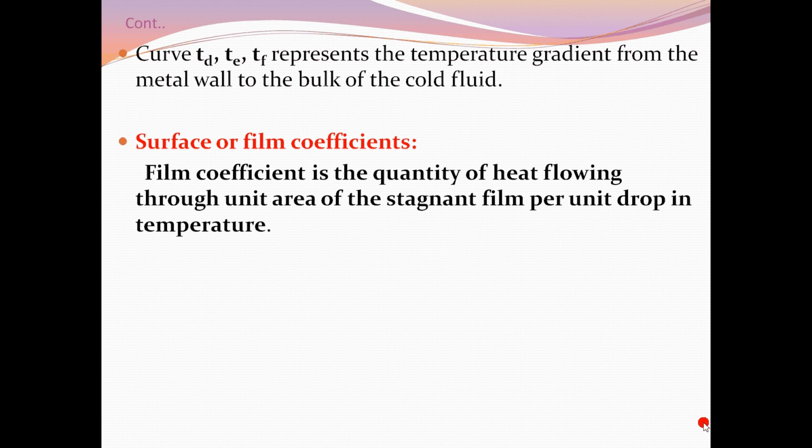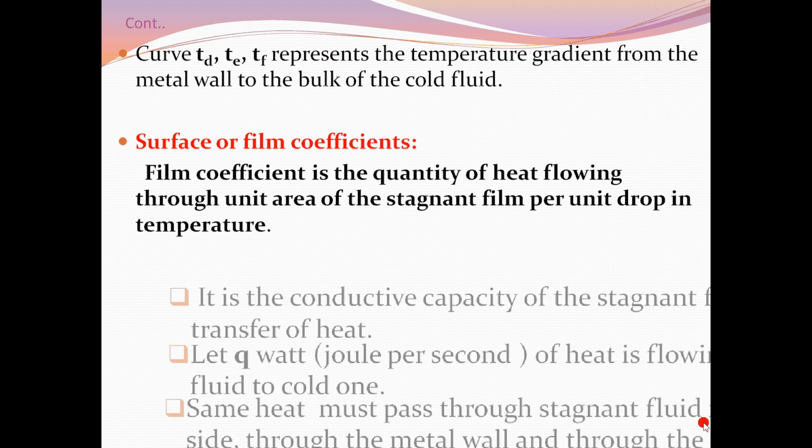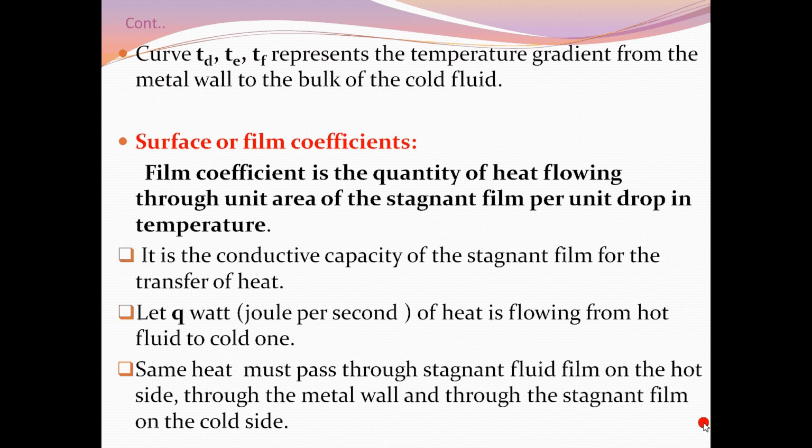That means it is the surface or film coefficient, and this is the conductive capacity of the stagnant film for the transfer of heat. Now let us consider the amount of heat Q flowing from the hot fluid side to the cold fluid side. At that condition, the same heat must pass through the stagnant film of the hot fluid side, through the metal wall and through the stagnant film on the cold fluid side.